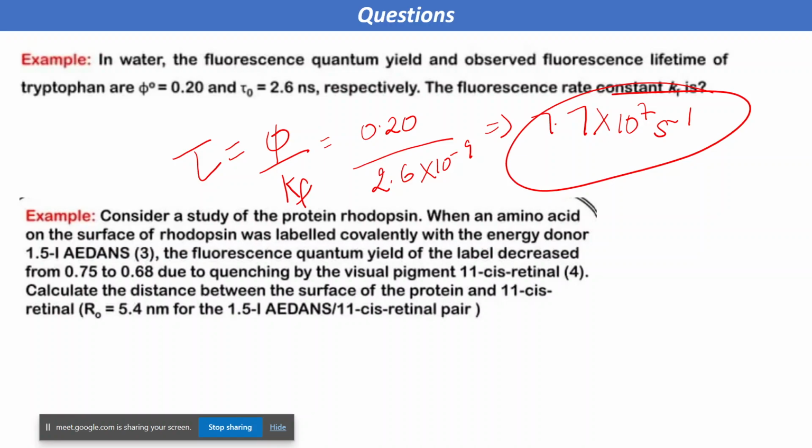Now the next question. Consider a study of the protein rhodopsin. When an amino acid on the surface of rhodopsin was labeled covalently with the energy donor 1,5-I EDANS, the fluorescence quantum yield of the label decreased from 0.75 to 0.68 due to quenching by the visual pigment 11-cis retinal. Calculate the distance between the surface of the protein and the 11-cis retinal, where R0 is given as 5.4 nanometer for the 1,5-I EDANS and 11-cis retinal pair. Basically, you have to calculate the distance between the surface of the protein and the pigment. So, what will be the answer?